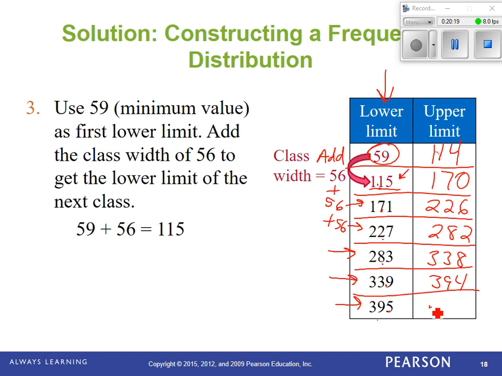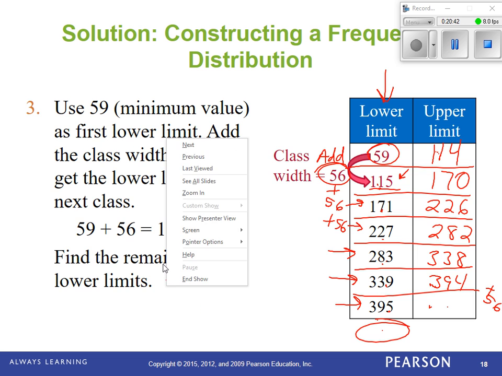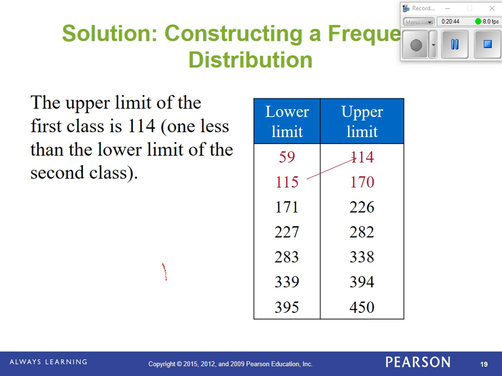And then the last one, you don't have anything down here to take one off of. So what you can do is just take this number and add the class width to it, add 56 to it. So from here to here, just add 56, and that'll give you that one. And that's what I have all right there. Don't think that this number here is the highest. It's not. It could be a lot higher than any of the rest of the numbers in there, but this time it just happened to work out that it is the highest.